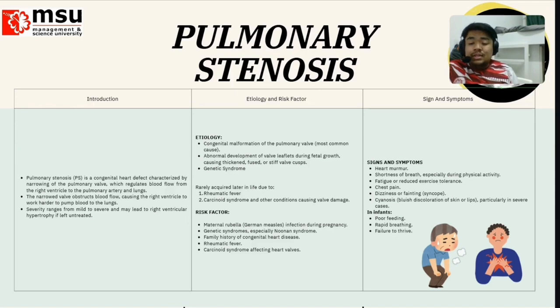And the next one is rapid breathing, or what we call tachypnea. The body attempts to compensate for reduced oxygen delivery by increasing respiratory rate. And the last one is failure to thrive. Why is failure to thrive a symptom of PS? Because it increases energy expenditure, and inadequate feeding leads to poor weight gain and growth.